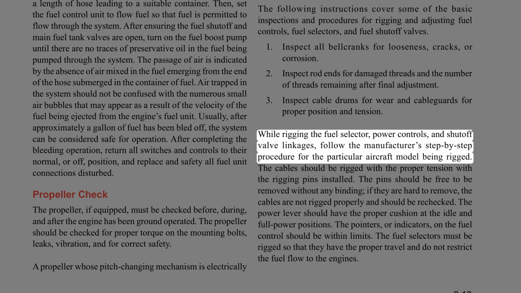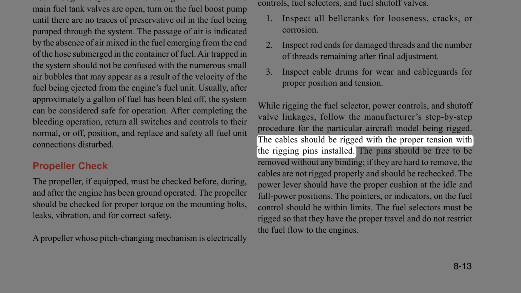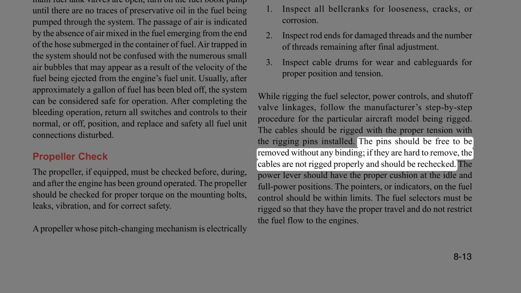While rigging the fuel selector, power controls, and shutoff valve linkages, follow the manufacturer's step-by-step procedure for the particular aircraft model being rigged. The cables should be rigged with the proper tension with the rigging pins installed. The pins should be free to be removed without any binding. If they are hard to remove, the cables are not rigged properly and should be rechecked.